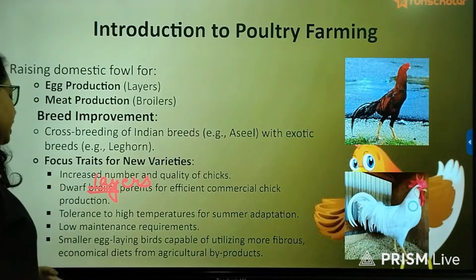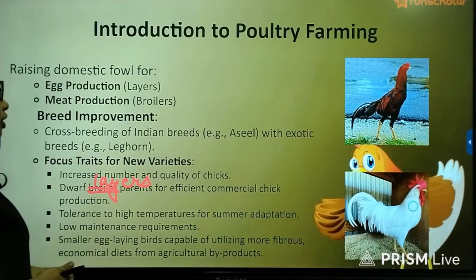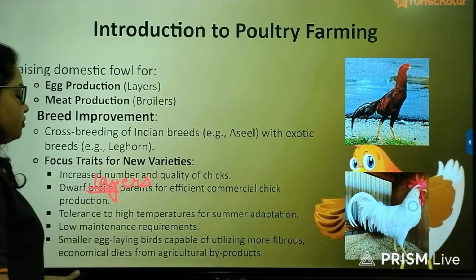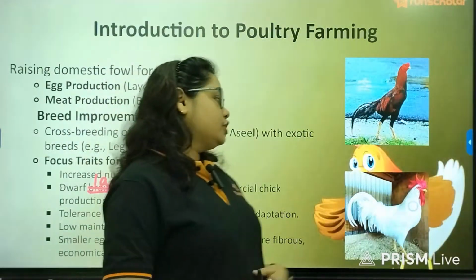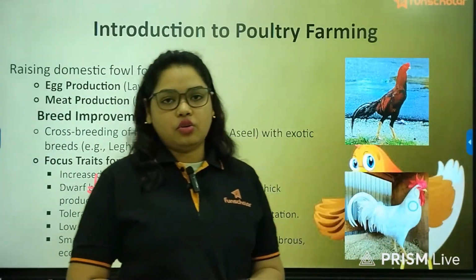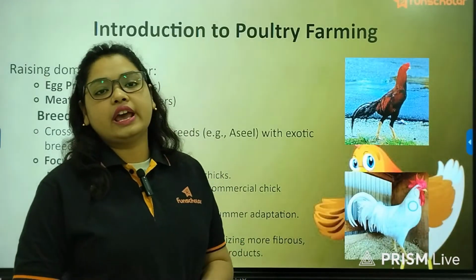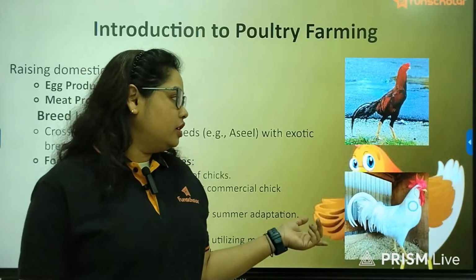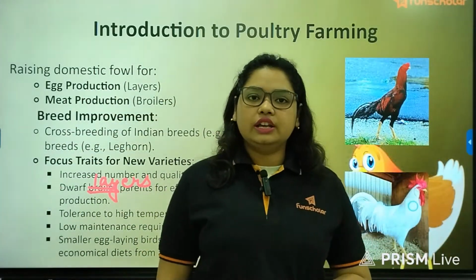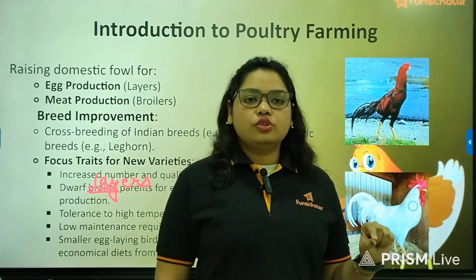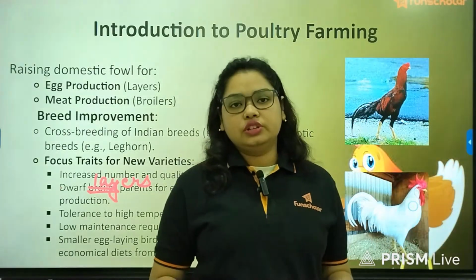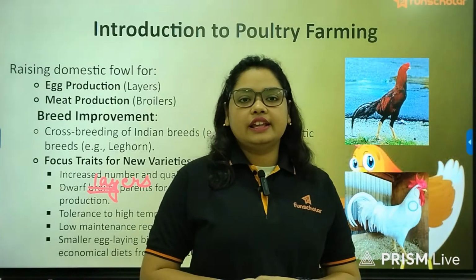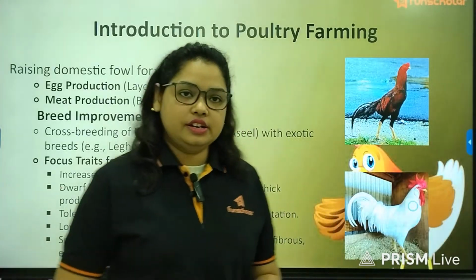Then smaller egg-laying birds, I already told you, for utilization of more fibrous, economical diets from agricultural byproducts. The feed that the egg layers depend on includes agricultural byproducts only, because they depend on plant products only. So the grains: if the body size is huge, it will require more quantity of the agricultural products, which will again increase the maintenance cost.